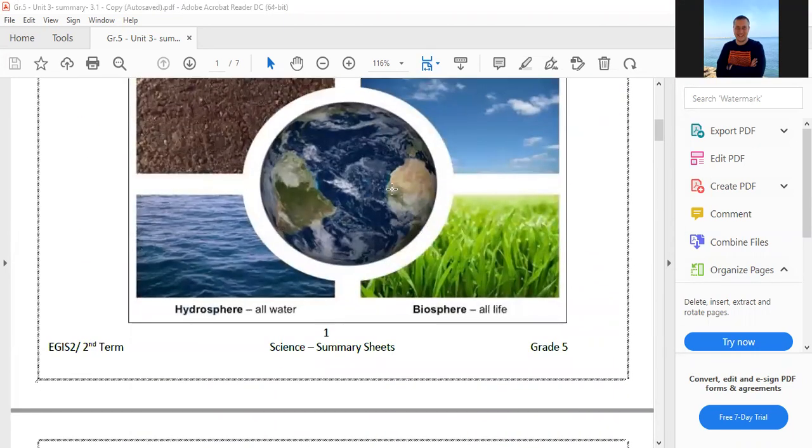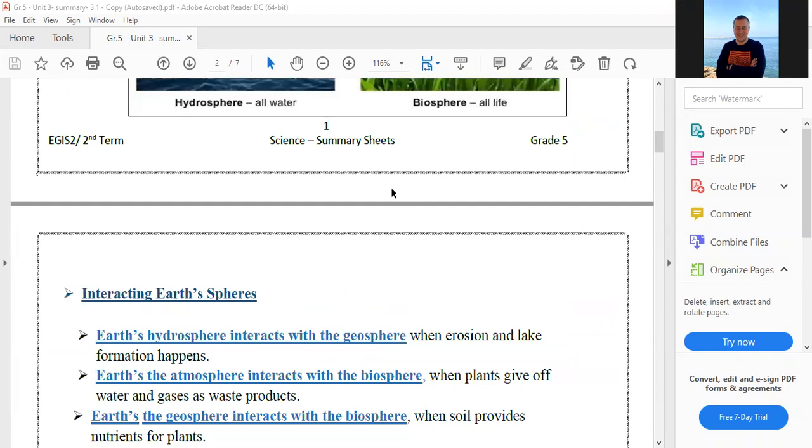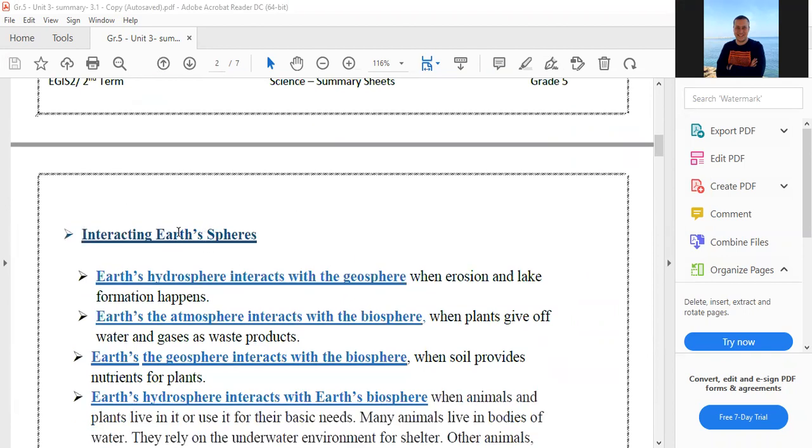Thank you very much. Let's move to the next page. It says interacting Earth's spheres. Spheres means these are like systems. Geosphere, hydrosphere, atmosphere, and biosphere. Let's see how these systems interact with one another. Okay.